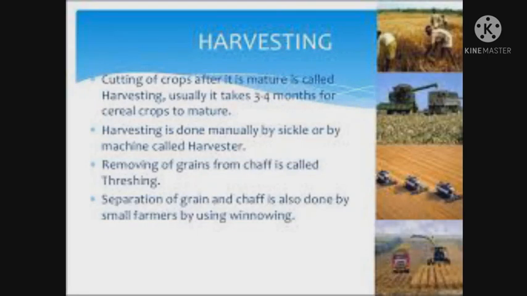Next activity is harvesting. Cutting of crops after they are mature is called harvesting. Usually it takes 3 to 4 months for cereal crops to mature. Harvesting is done manually by sickle or by a machine called a harvester. Removing of grains from chaff is called threshing. Separation of grain and chaff is also done by small farmers by using winnowing.